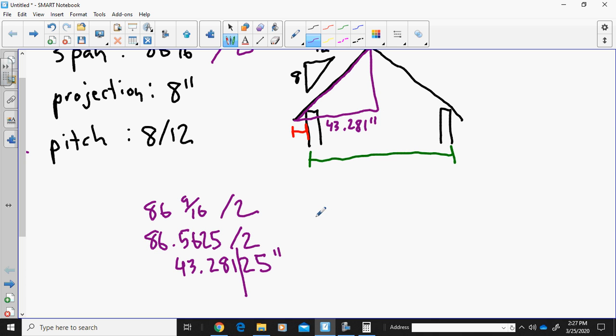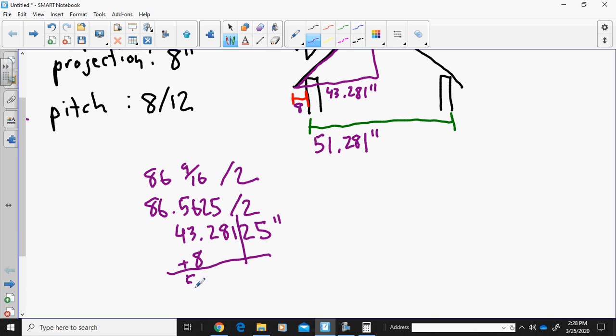To get our total run, remember, that's not our half span. You have to add in our 8 inches. So let's add 8 to that. And our total run will be, might not even need a calculator, 51.281 inches. Which makes me think I might want to tweak it down a little bit so I can get 2 out of an 8-footer, but alright, we'll go with the numbers we have. So 51.281 inches is our total run.